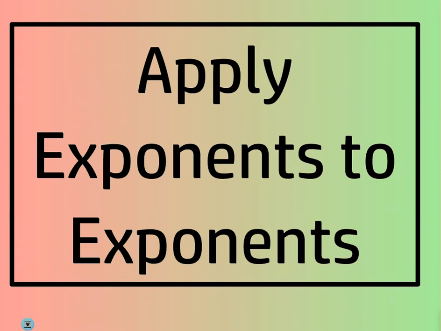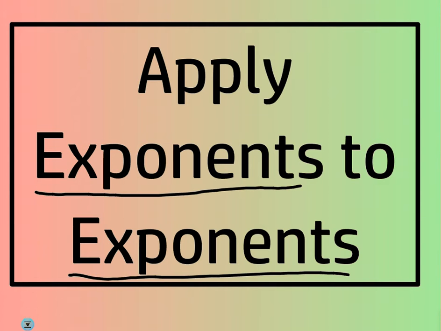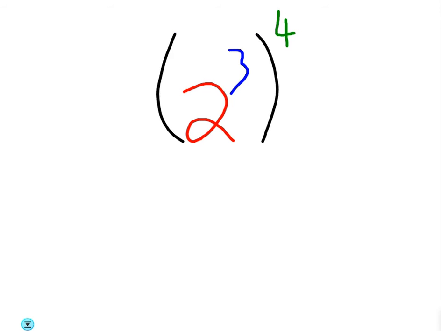We're going to be taking exponents and raising them to exponents, and I'm going to show you the rule and why it's true. So let's take a look at the first example and just follow along. We have 2 cubed to the 4th power. Another way to read this is 2 to the 3rd power raised to the 4th power. I'm going to break it down for you.